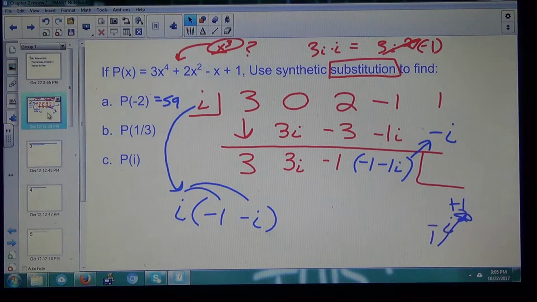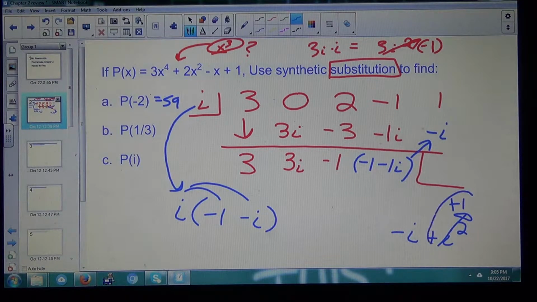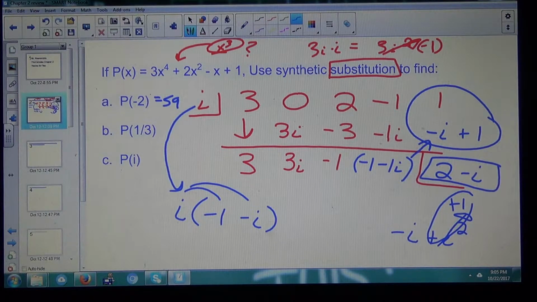I'll bring this whole thing down and I'll rewrite it nicely. I technically have negative i, and then this right here would turn into a plus 1. So now if I added all these, because that's what you do when you go down, 1 plus 1 gives me 2 minus i, and that's my answer.